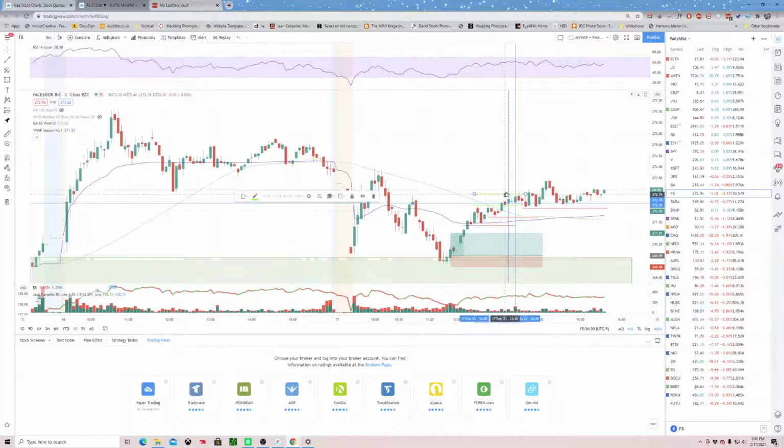Clone. All right, so this is your breakpoint. This is where you enter the last one. And now you're waiting for this level to be broken. So you then clone one more time. Clone.